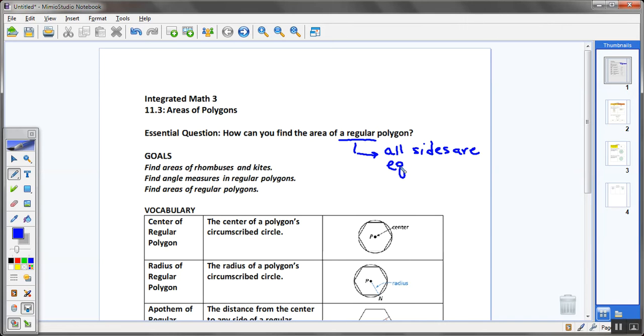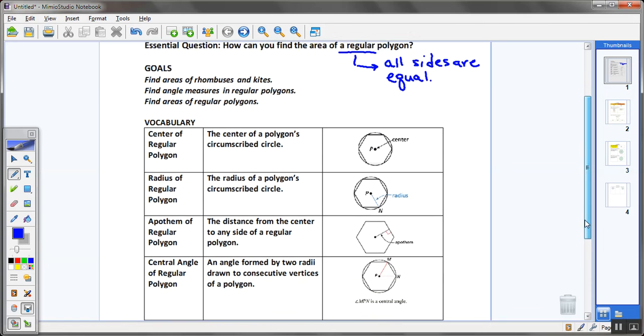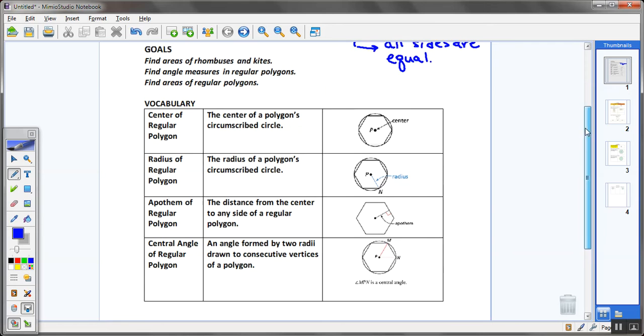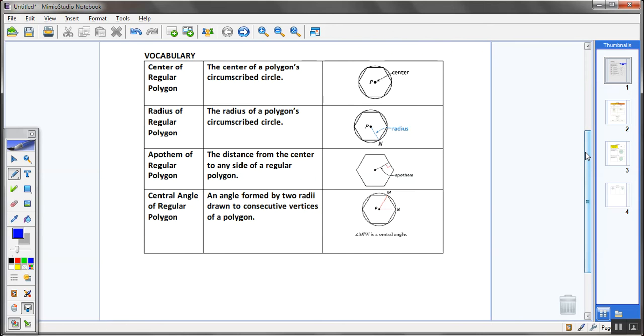So you might just want to jot this down. We're talking about regular polygons that are going to be inscribed inside of circles here today. So how do you find the area of regular polygons? Well, in order to answer that, we're first going to look at areas of what and what, kids? Rhombuses and kites. We're going to find angle measures in regular polygons. And we're going to find the areas of regular polygons. In order for us to speak intelligently about what we're going to do today, we need to know the vocab.